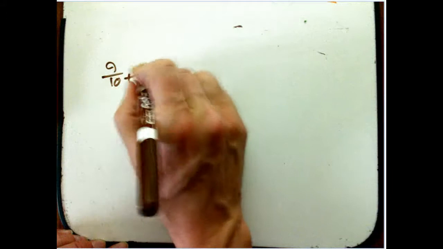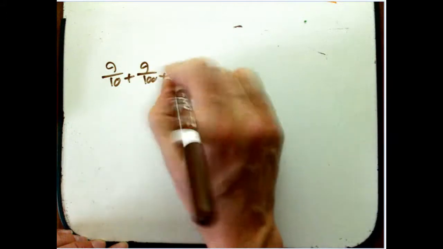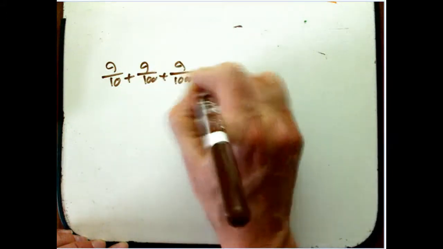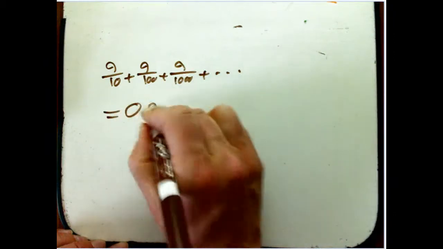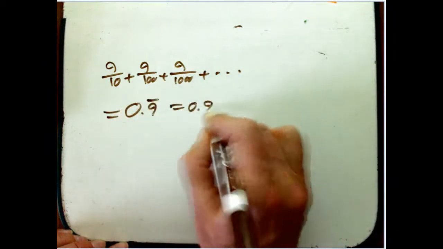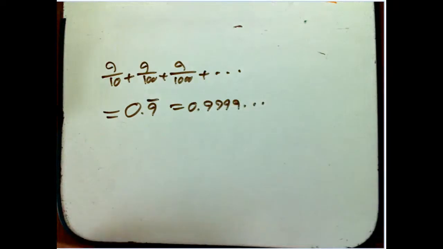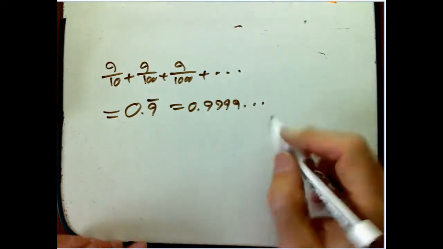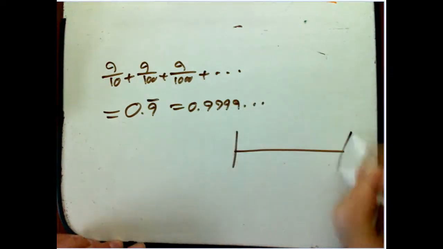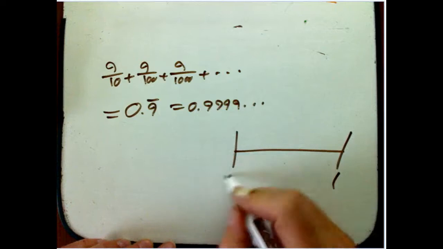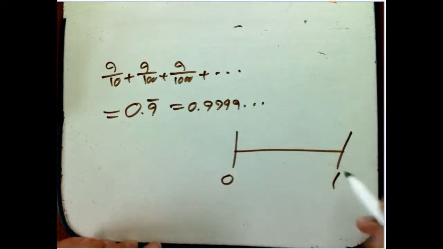Now, another one that's freakier to people is 9/10 plus 9/100ths plus 9/1000ths plus, and so on. So that is 0.9 repeating, or if I want to write it out, 0.9999 dot dot dot. Now, that one, people definitely get a little more freaked out by. Let's look at this description as a path. I claim this is a path with goal equal to 1.